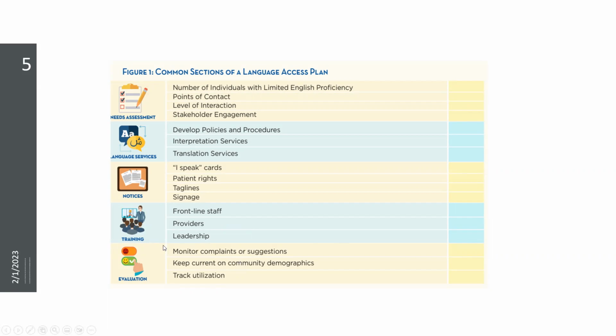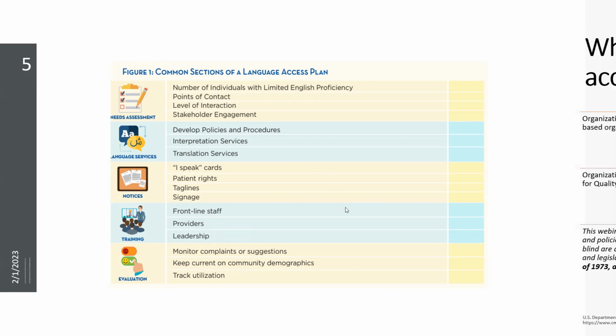And one of the most important parts of a language access plan for me is the training of our staff. In this training, we should include frontline staff, the providers, and our leadership. And the last part of our plan is evaluation, which, to make it measurable, we should monitor complaints or suggestions. We should keep current on community demographics, and also we should track utilization of the services.